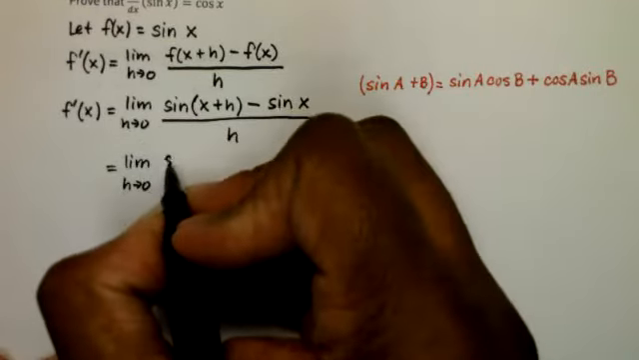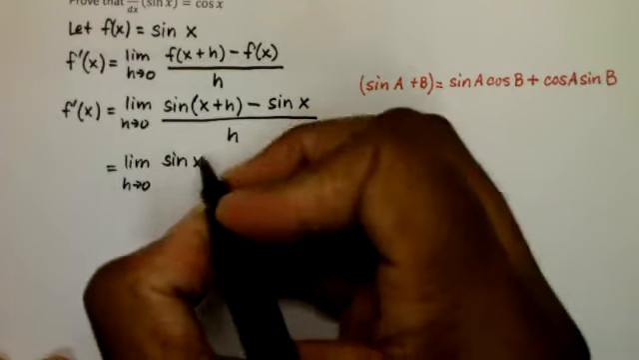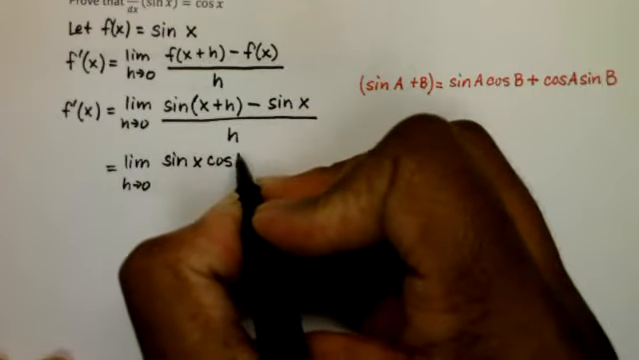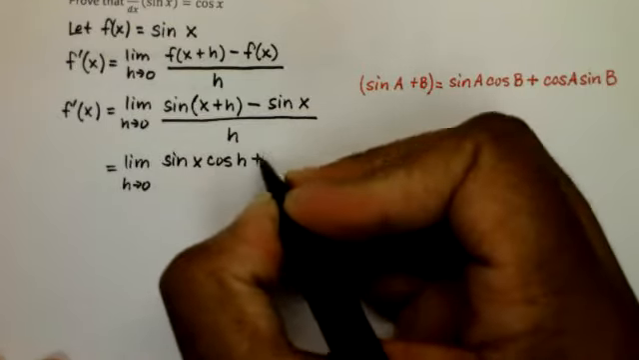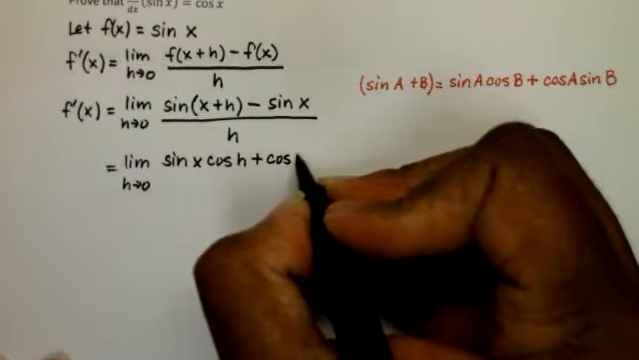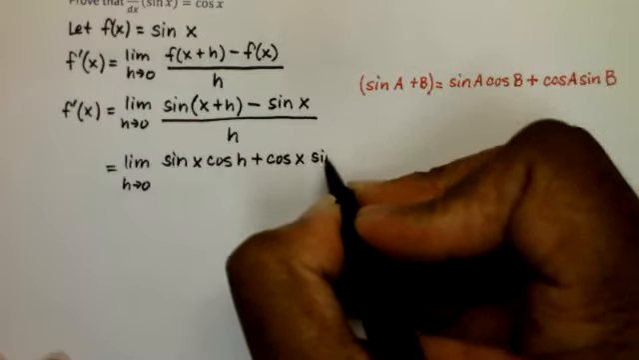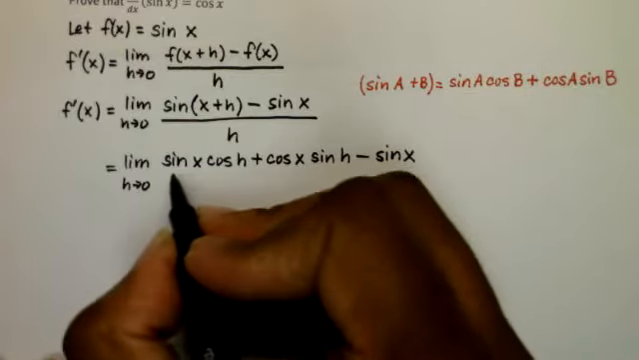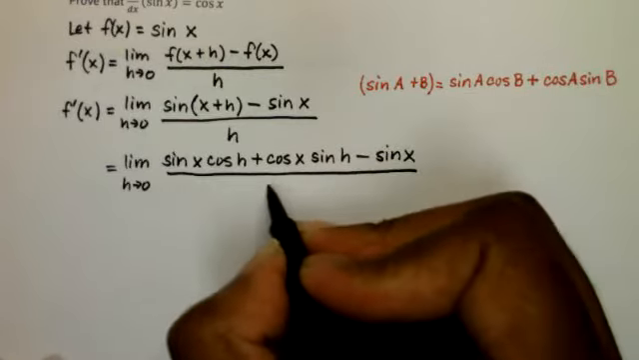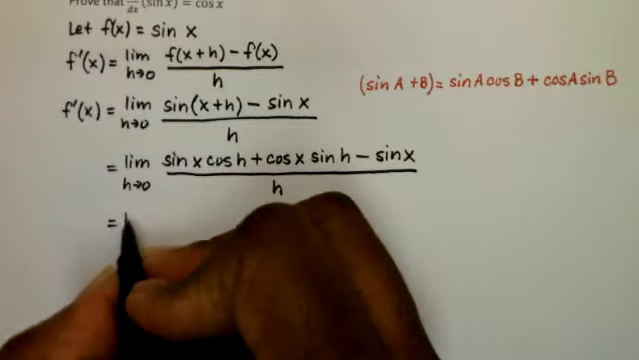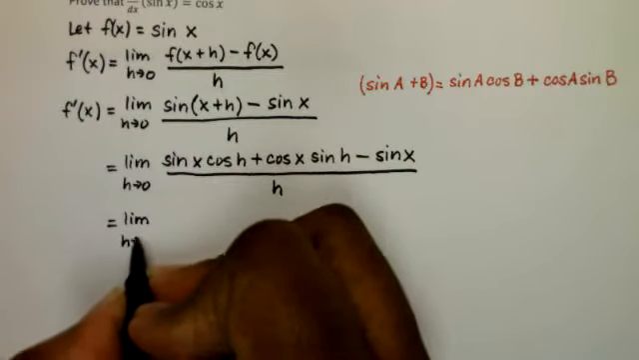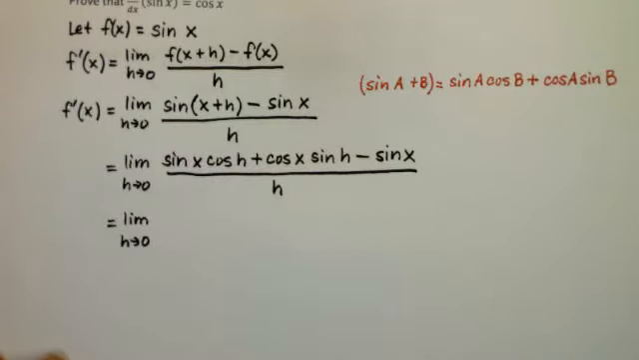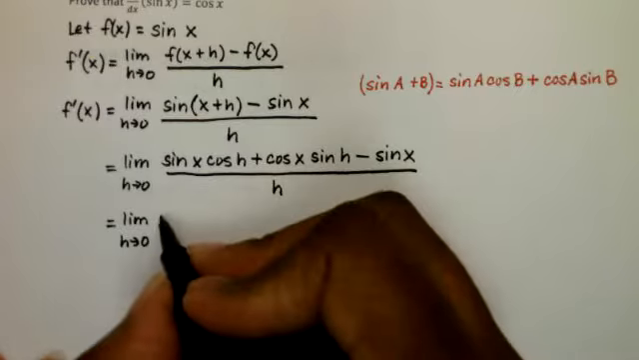In this case it will be the sine of the first, which is x, times the cosine of the second, which is h, then plus the cosine of x sine h. And I still got minus sine of x. I need to bring that down. All that's divided by h. All right, now for the limit as h approaches 0. Now this is what I'm going to do with this problem here.